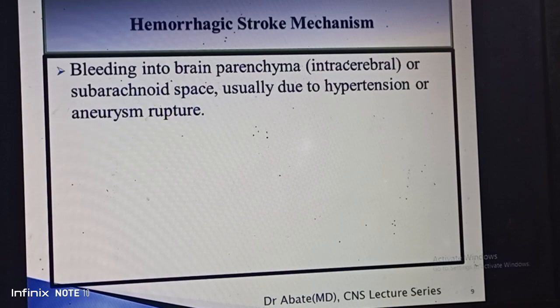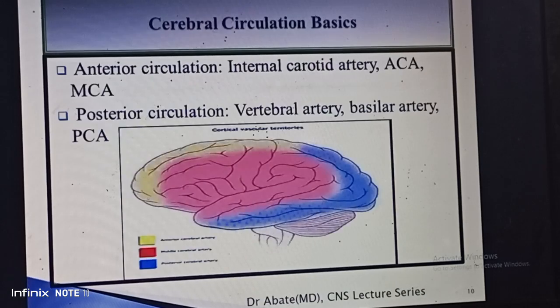For hemorrhagic stroke, the mechanism is bleeding into the brain parenchyma. It is parenchymal, intracerebral bleeding, or sometimes bleeding into the subarachnoid space, which is usually due to hypertension or aneurysmal rupture. Most of the time, if there is subarachnoid space bleeding, it is most likely aneurysmal rupture. It could also be due to hypertension. In general, the hemorrhagic stroke mechanism is bleeding in the parenchyma of the brain.